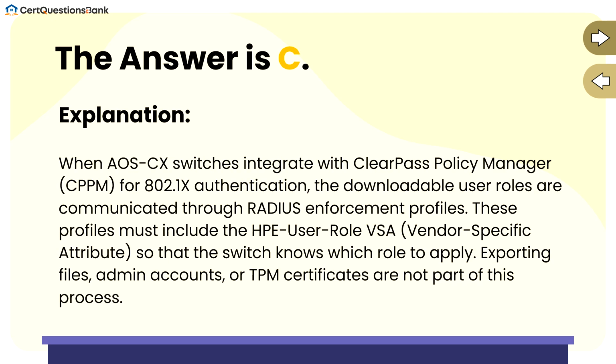When AOSCX switches integrate with ClearPass Policy Manager, CPPM, for 802.1x authentication, the downloadable user roles are communicated through RADIUS enforcement profiles. These profiles must include the HPE user role VSA, vendor-specific attribute, so that the switch knows which role to apply. Exporting files, admin accounts, or TPM certificates are not part of this process.